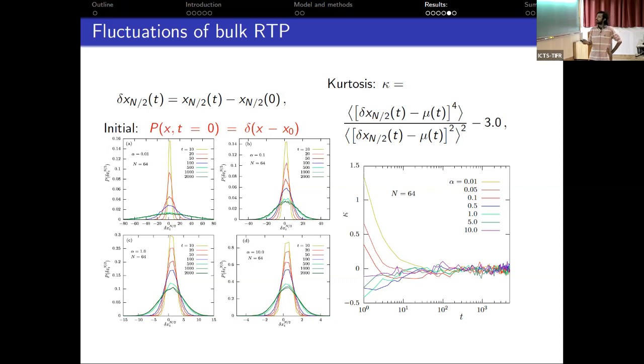For that, we looked at the kurtosis of these distributions, and we have seen that for higher activity or lower values of alpha, one has strong deviations from the value 0. So it has some signatures of being non-Gaussian at the lower times for the higher activities.